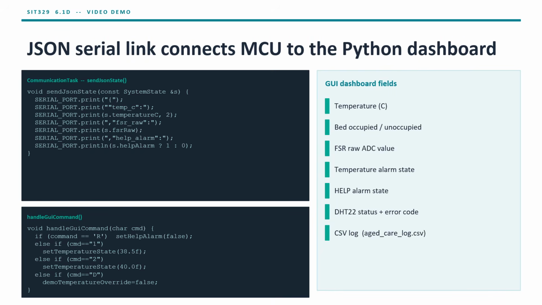The GUI also sends single character commands back to the MCU. The character capital letter clears the help alarm. The characters 0, 1, and 2 set normal, viva, and critical demo temperature overrides respectively. The character D switches back to reading the actual DHT22 sensor.